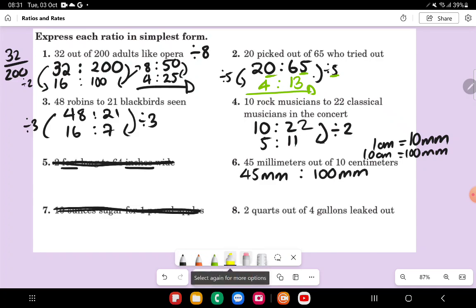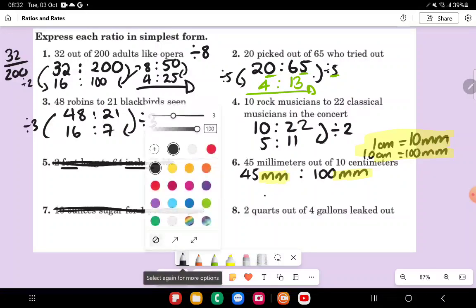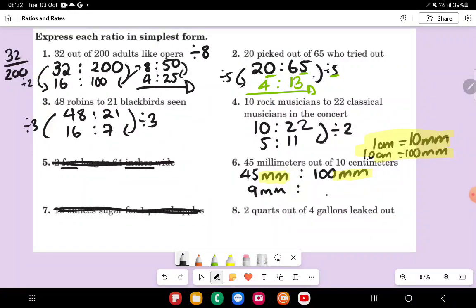What's important for you to notice here is that this unit must be the same. So we did a conversion over here to make sure that it's millimeters to millimeters, and then we simplify. So we can divide by 5, which gives me 9 millimeters to 100 divided by 5 is 20 millimeters. Still, I think that's as simple as we get. We got 3 on the left, and 3 does not go into 20. So 9 to 20. And the last one, again, we're going to remove it because we don't use those units.